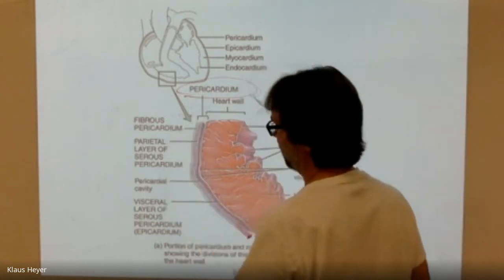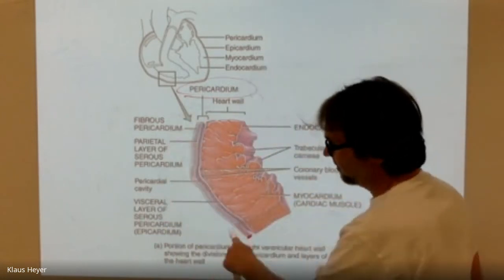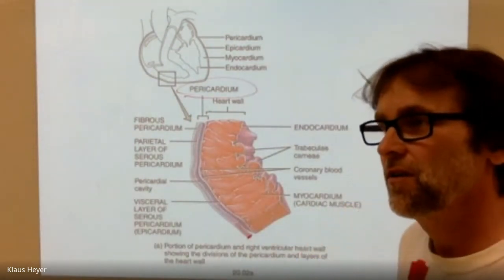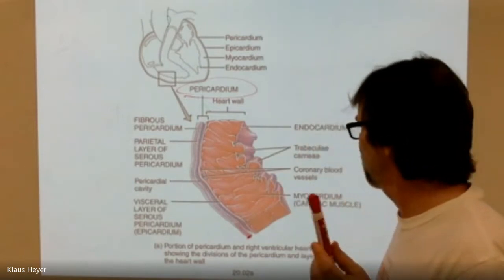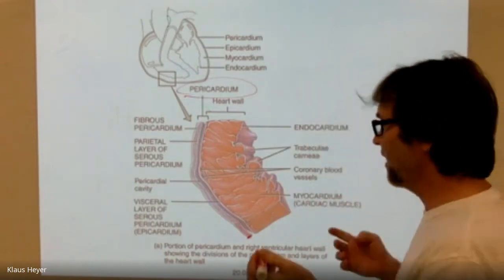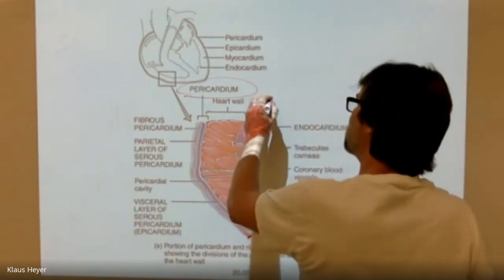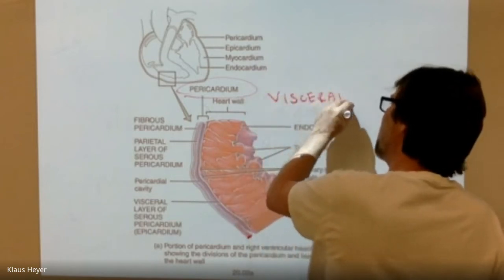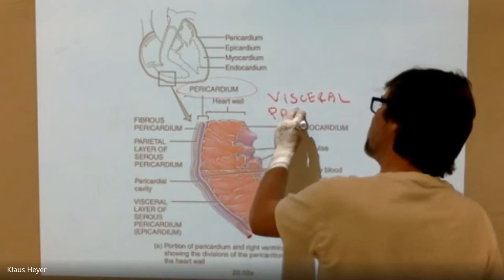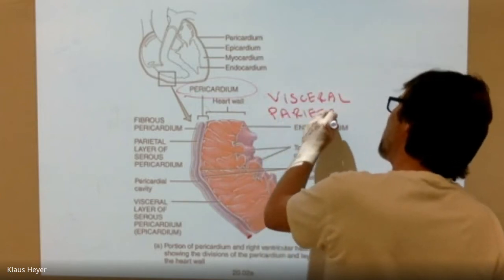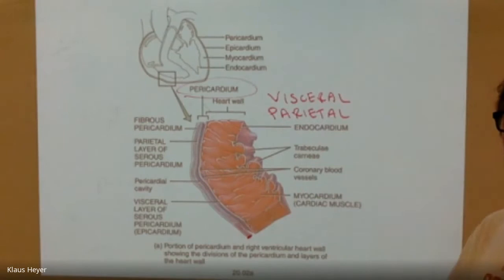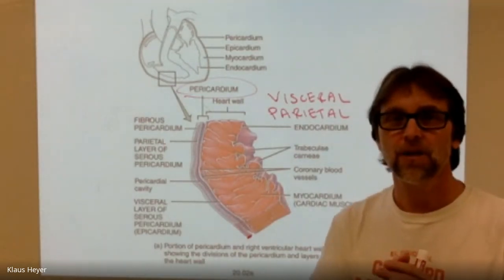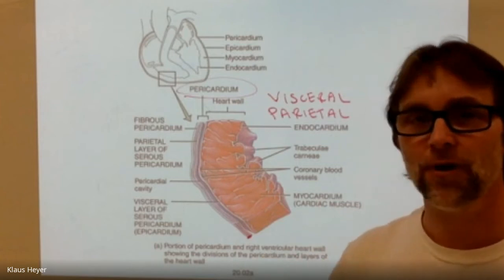That's what this is showing. This is the pericardium right here. And there's different layers to it. Essentially, just remember this. There's two layers. One layer is called visceral, and then one layer is called parietal. It's not just with the heart. When you see these two words, visceral means closer to the organ, and parietal means further away from the organ.